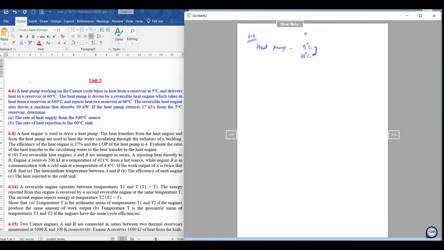The heat from the cold reservoir, that is at 5 degrees centigrade, is being pumped to the hot reservoir, that is at 60 degrees centigrade. The heat pump is driven by a reversible heat engine.